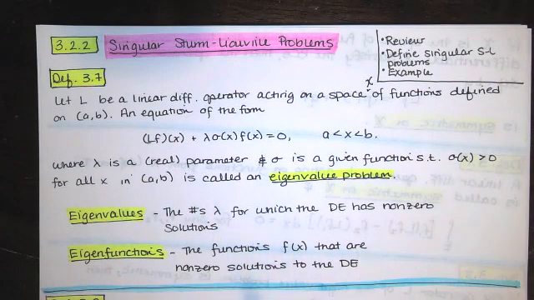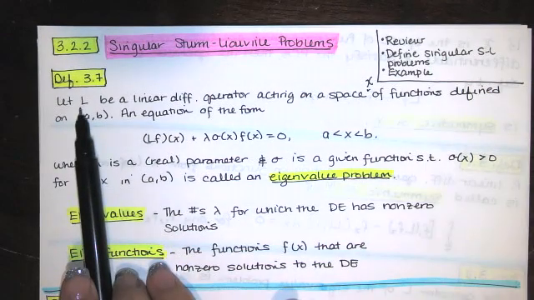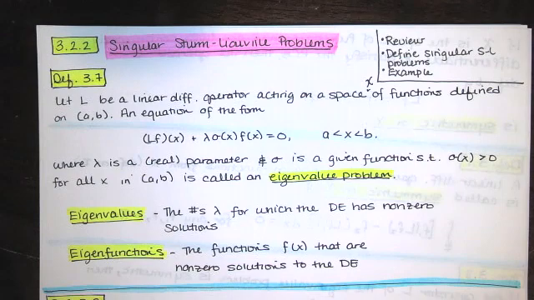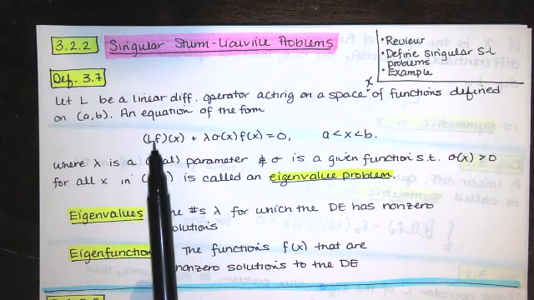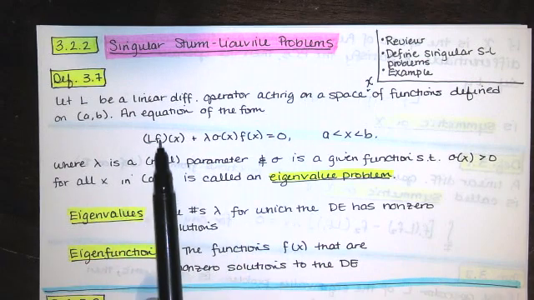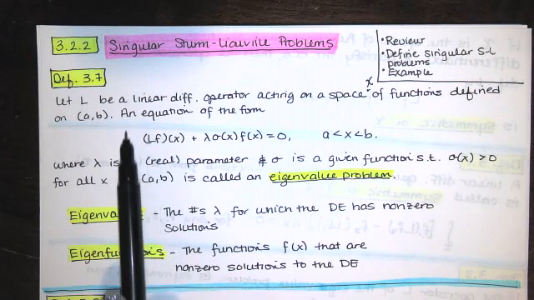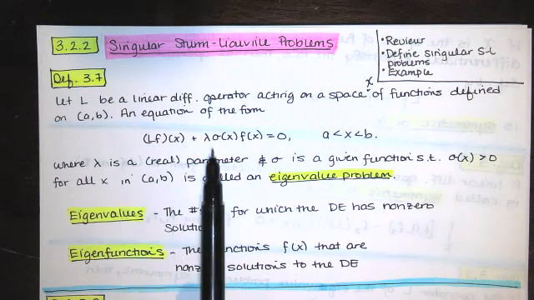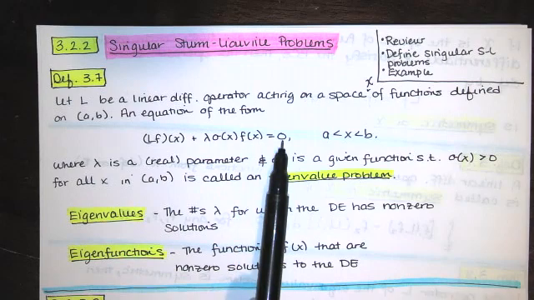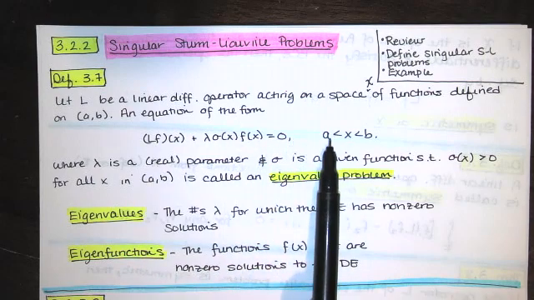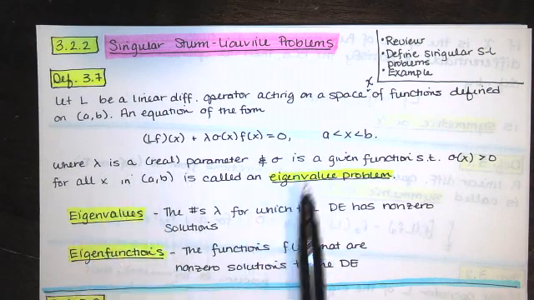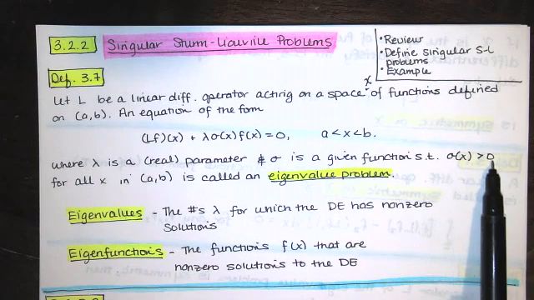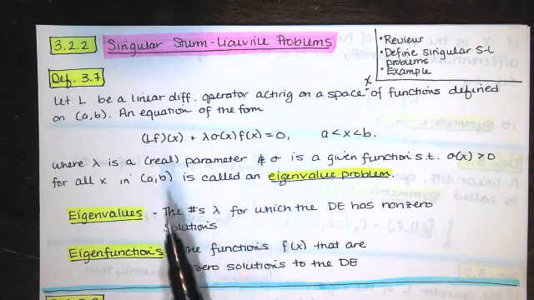Okay, so remember, in the other videos we've talked about this before. If we have a linear operator, L, and it's a differential operator acting on a space of functions, chi, and those functions are defined on the interval from a to b, and the problem looks like this: you take the operator, apply it to f, so you have some linear combination of the derivatives of f and f itself, plus a constant lambda, a real parameter, times sigma of x times f of x equals 0, a differential equation for x between a and b, where lambda is a real parameter and sigma is a given function that is always positive on the interval from a to b. That is called an eigenvalue problem.